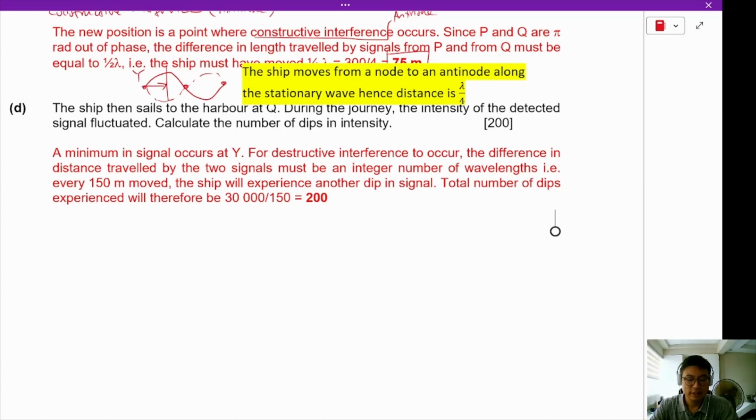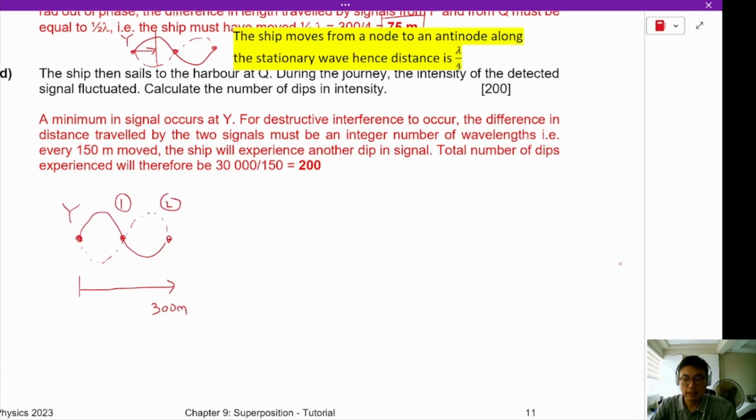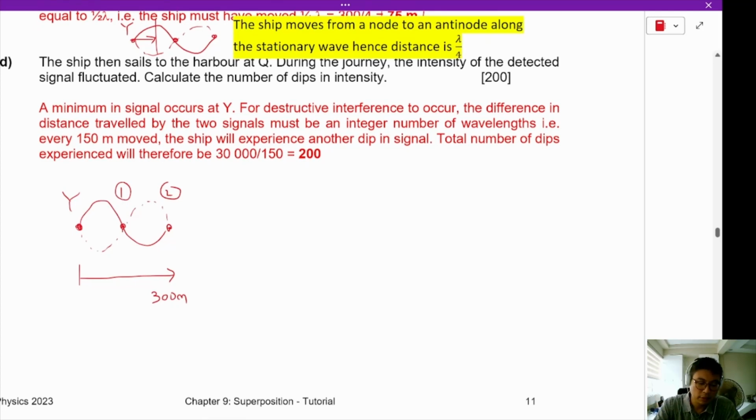Wow. Okay, so this is going to be a challenging question. It starts off at Y, and then the wavelength of the wave is 300, and there's a standing wave that develops along the way. As you can see, it starts off, and then when it travels 300 meters, it encounters 2 dips. Dips meaning that minimum amplitude. So 300 meters is 2 dips.